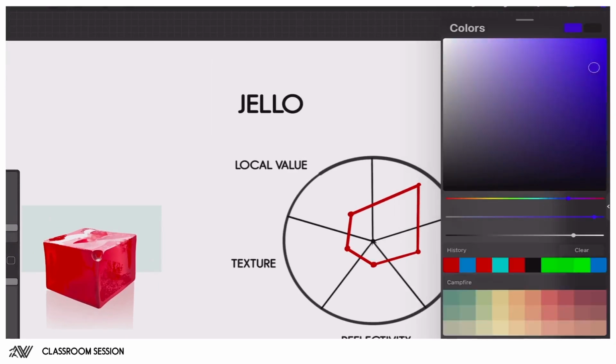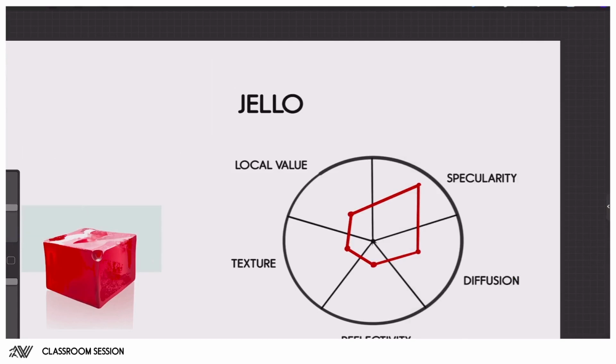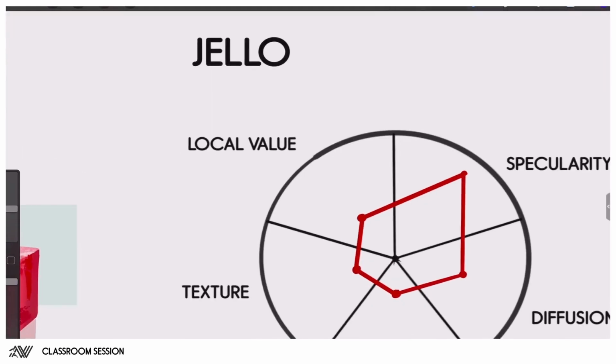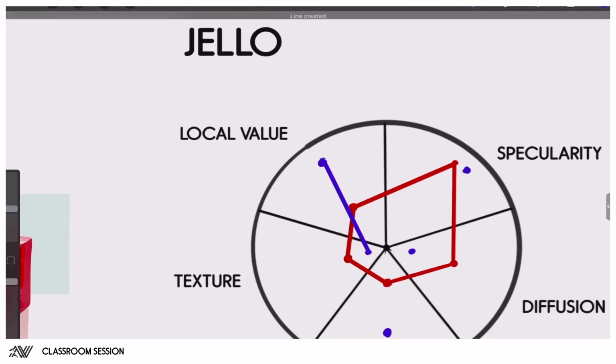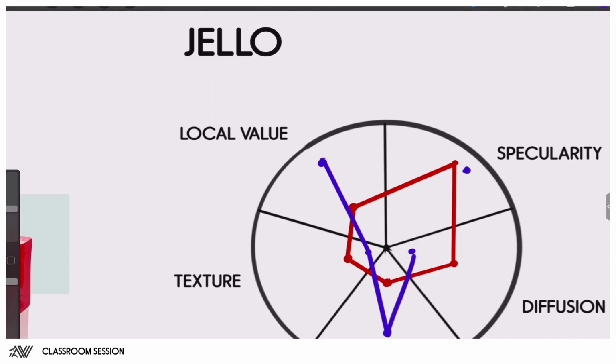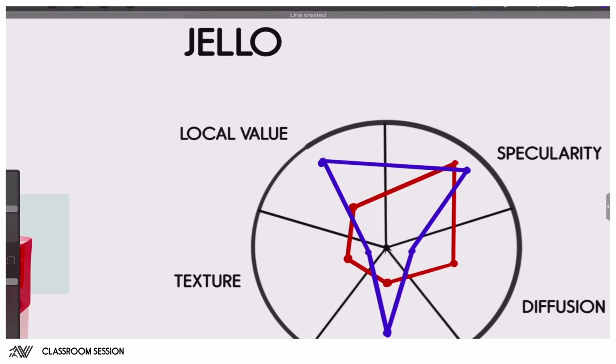I'm going to indicate that in blue. So let's say we have porcelain, right? Porcelain is going to have a higher local value. It's going to have very little texture, like almost none, right? It's going to be high in specularity. It's going to be low in diffusion, and it's going to be relatively high in reflectivity, right? So the graphic for porcelain might look more like this.